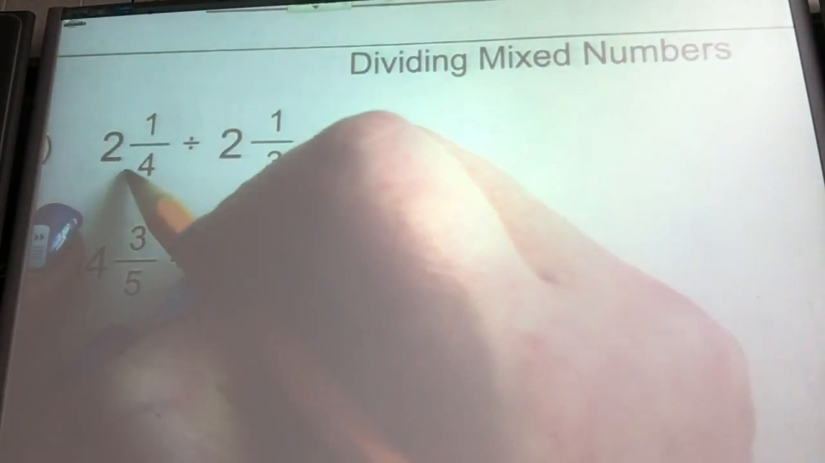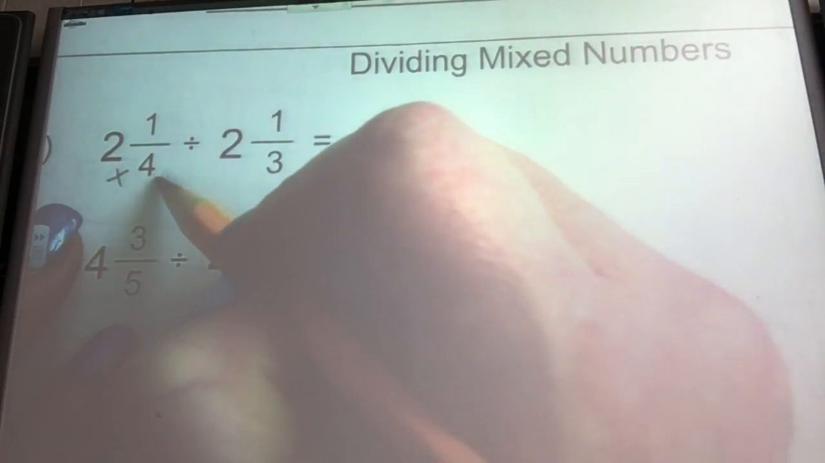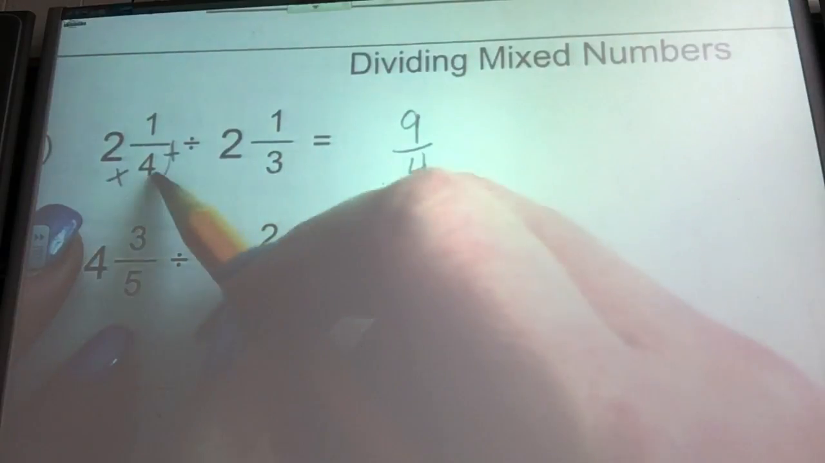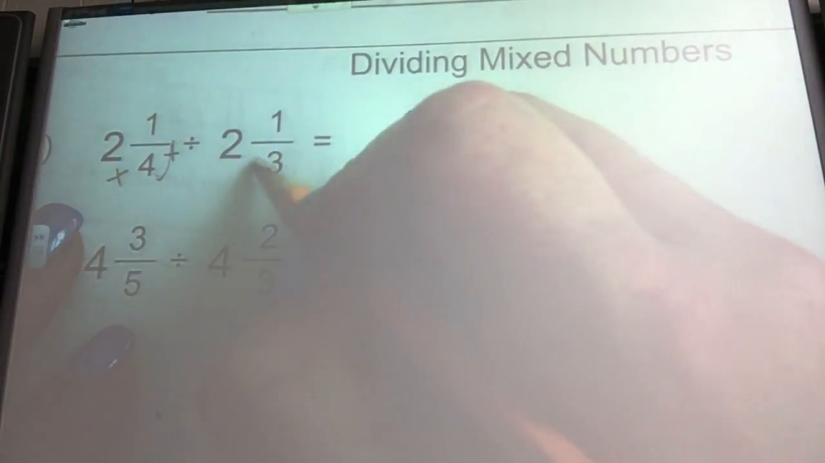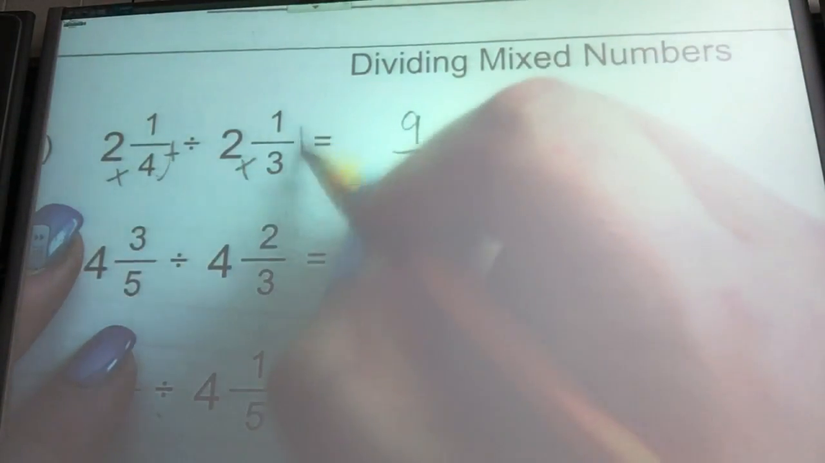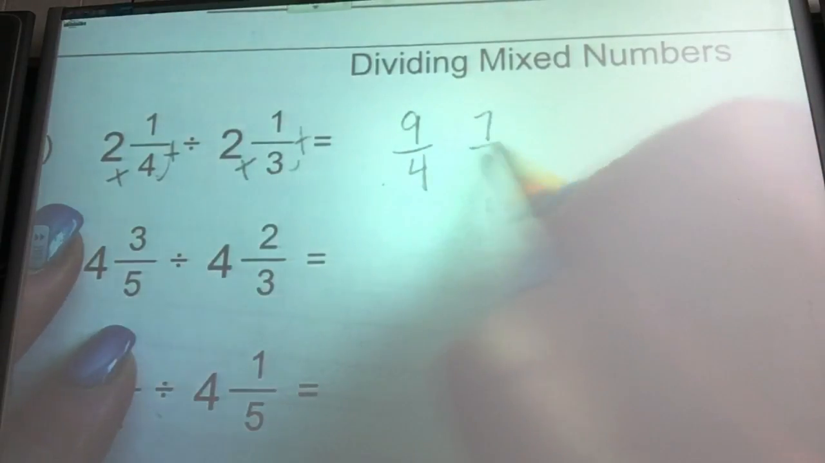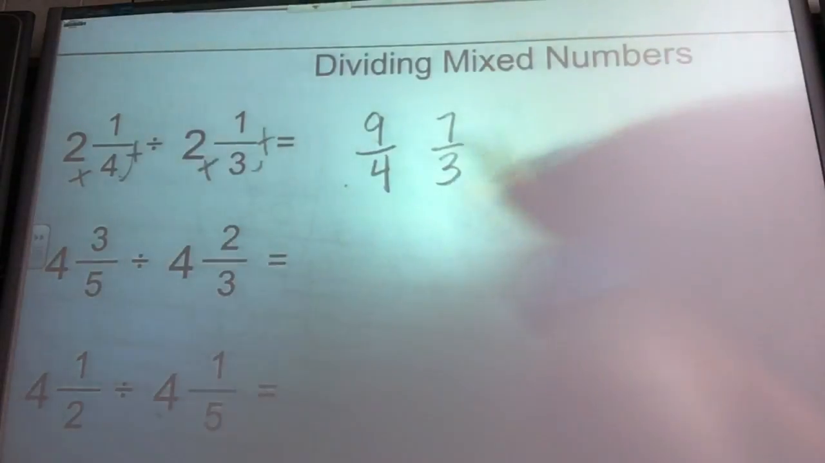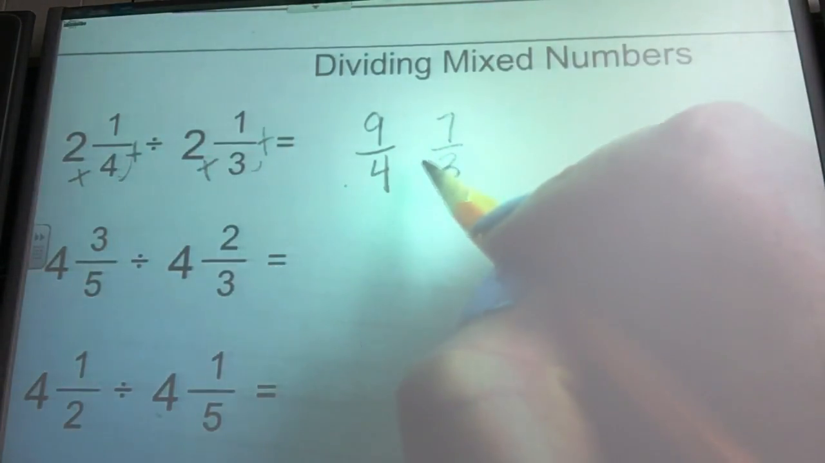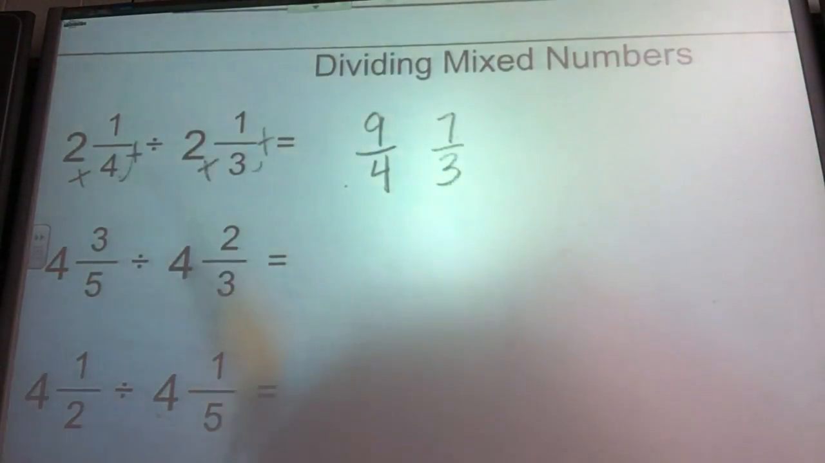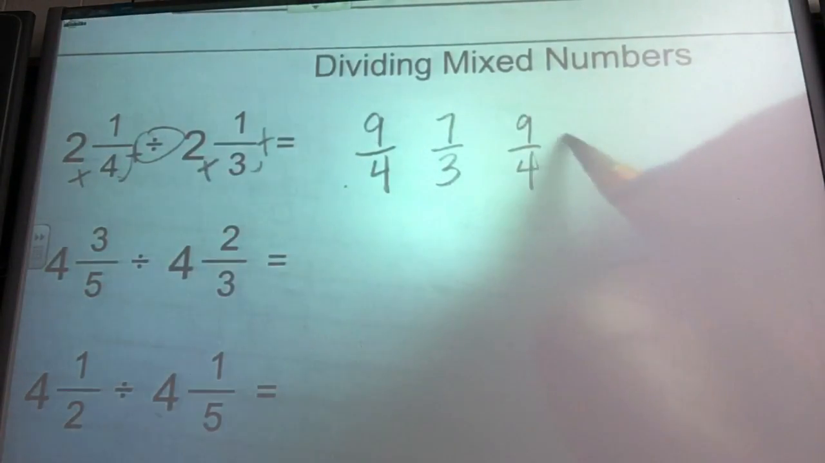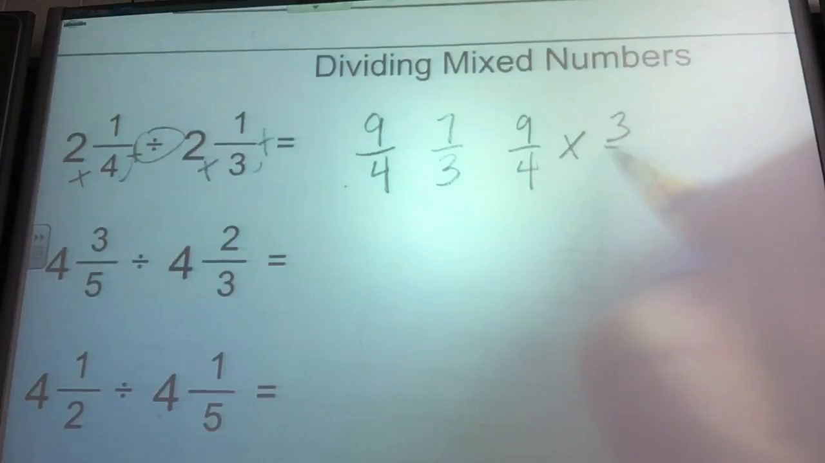So we're going to take 2 times 4 is 8, plus 1 is 9, over 4. Remember, we keep the denominator the same. 2 times 3 is 6, plus 1 is 7, over 3. Now, that would work for multiplication, but we have division. So we have to keep it, change it, and flip it.